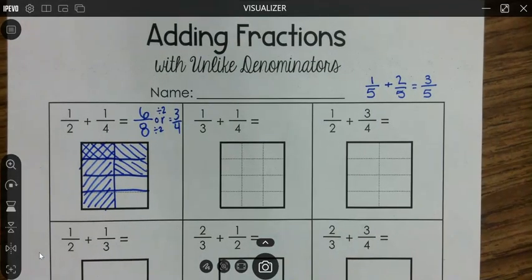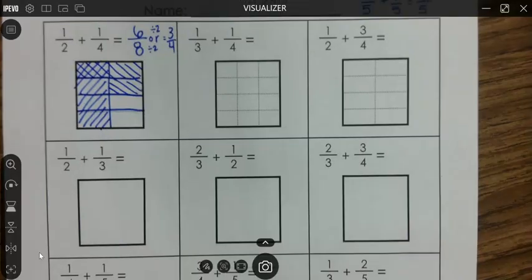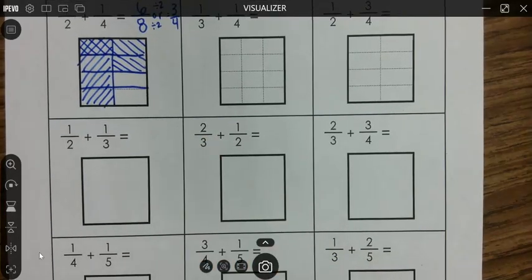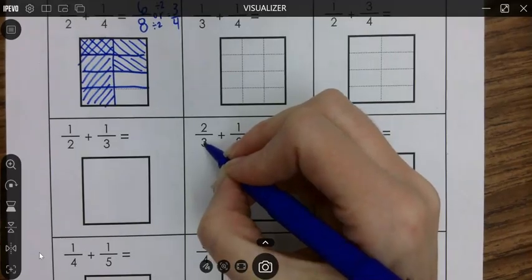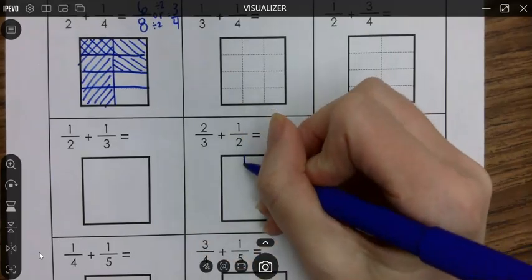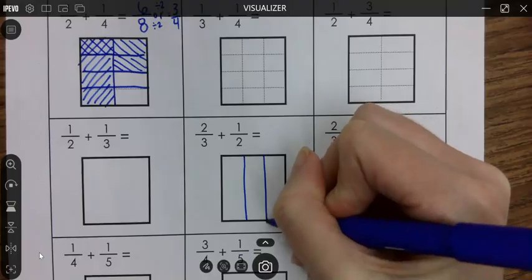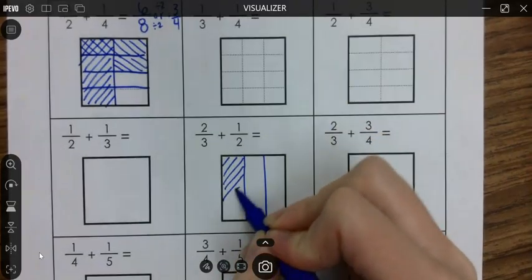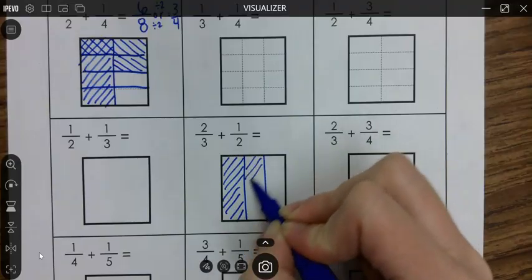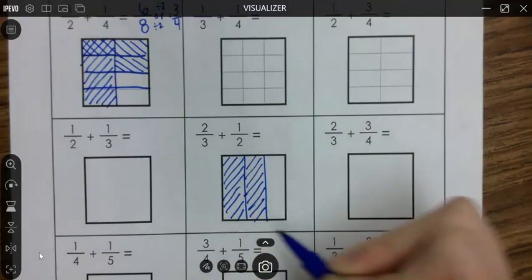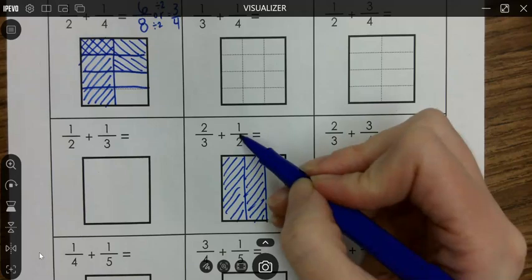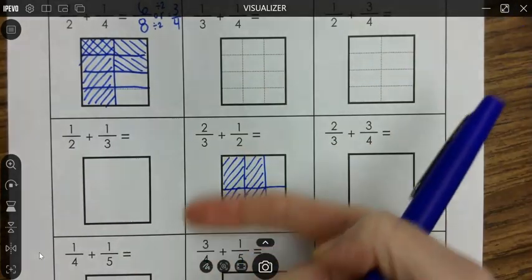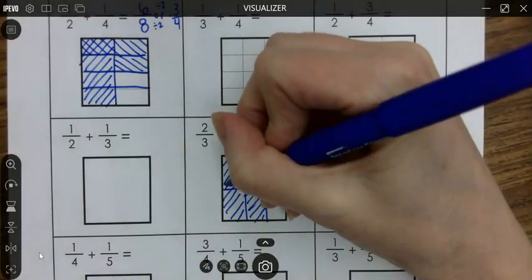All right, let's try another one. I'm going to try one without lines and one that has a different numerator. So let's maybe do this one. All right, so 2/3. I'm going to draw 2 lines to make 3 equal parts. And then I'm going to shade in 2 of them. 1, 2. All right, then 1/2. So I'm going to draw 1 line to split it into 2 equal parts, top and bottom. And I'm going to shade one of those.